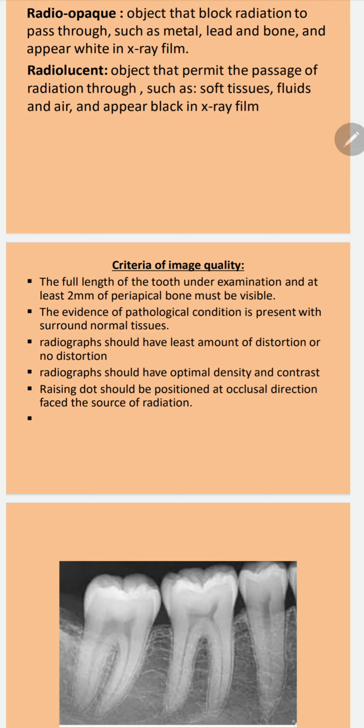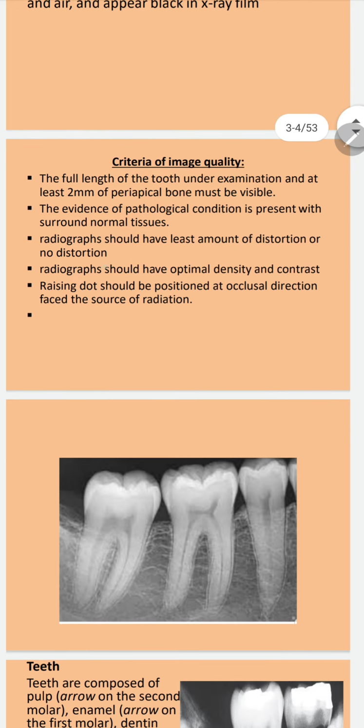Criteria of image quality. The full length of the tooth under examination and at least 2 mm of periapical bone must be visible. The evidence of pathological condition is present with surrounding normal tissues. Radiographs should have the least amount of distortion or no distortion, and should have optimal density and contrast. The raised dot should be positioned in the occlusal direction, facing the source of radiation.